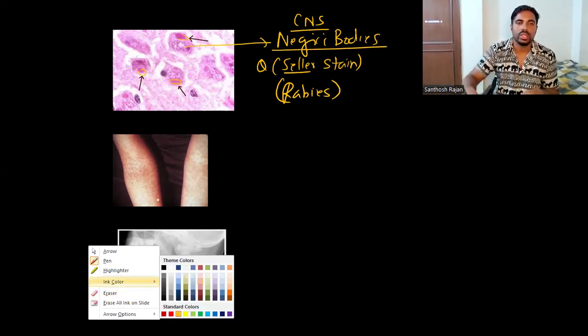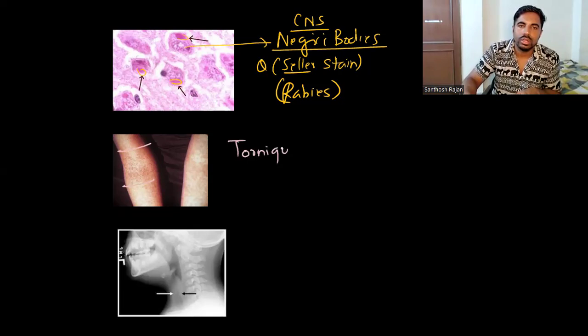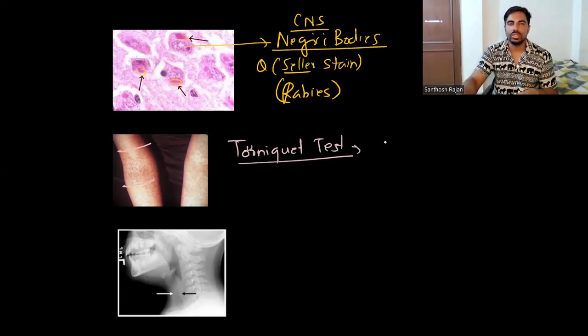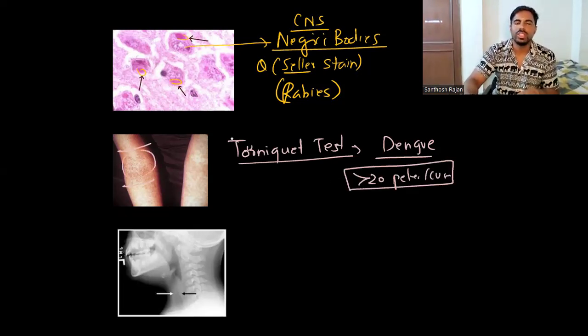Now look at this. This is a rash on both the elbow regions. So that is basically the tourniquet test. Where do you do the tourniquet test? In dengue fever. And what happens when you tie it? You should have more than 20 petechial rashes per square inch. So if they say a tourniquet test was done, identify which disease, you should say dengue fever. Dengue by flavivirus. Okay, that's it.